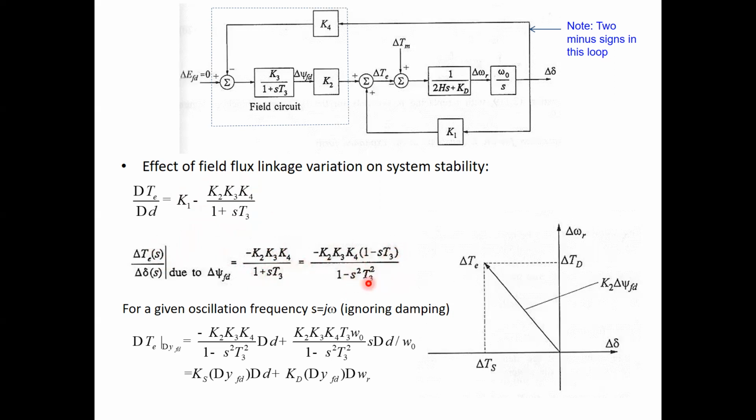Now, S represents the frequency term here, right? So for a given oscillating frequency, S is equal to j omega. In fact, S also has a real part, but here we are ignoring it. That means we are ignoring the damping part. So what is the change in the torque with respect to the field excitation? We write it in this way.